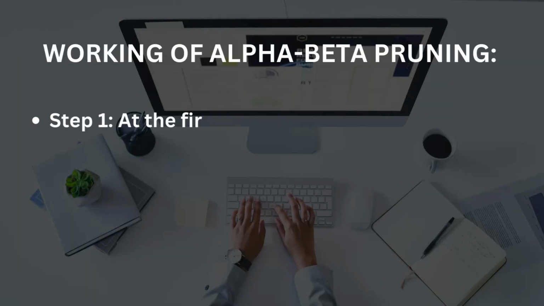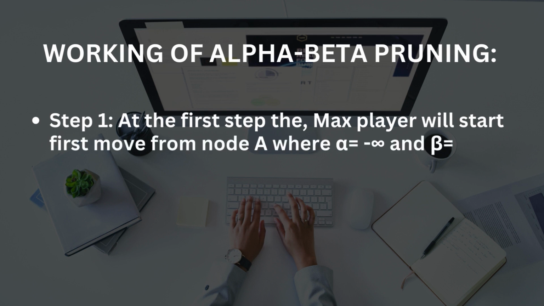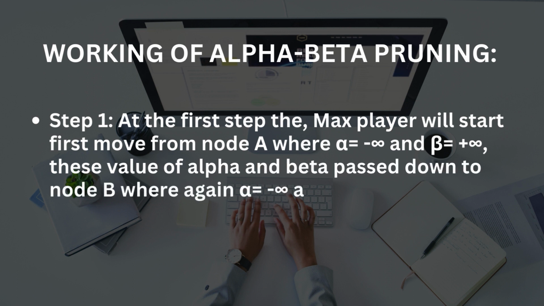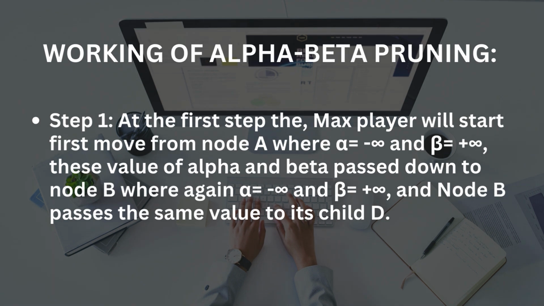So, now let us have the working of alpha beta pruning. Let us take an example of a two player search tree to understand the working of alpha beta pruning. Step 1. At the first step, the max player will start the first move from node A, where alpha is equal to minus infinity and beta is equal to plus infinity. This value of alpha and beta passes down to node B, where alpha again is equal to minus infinity and beta is equal to plus infinity, and node B passes the same value to its child D.